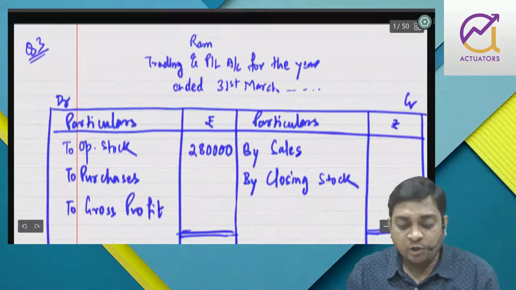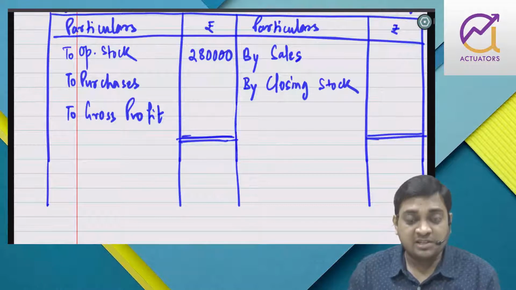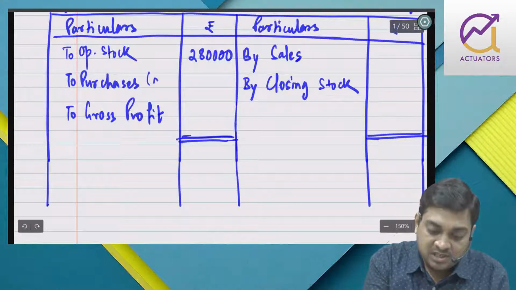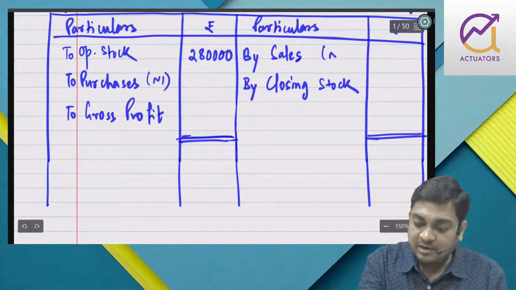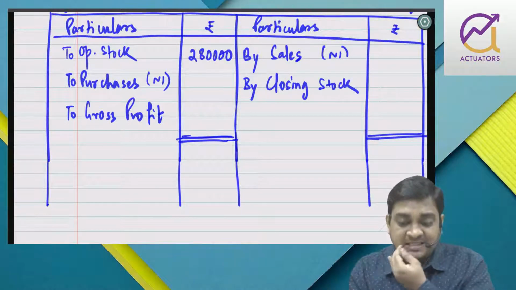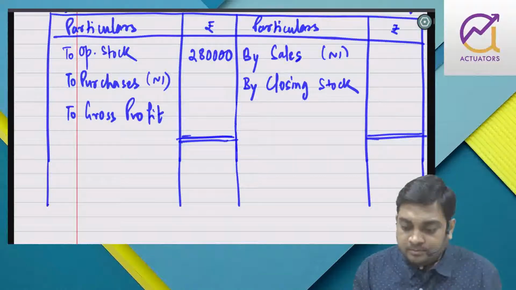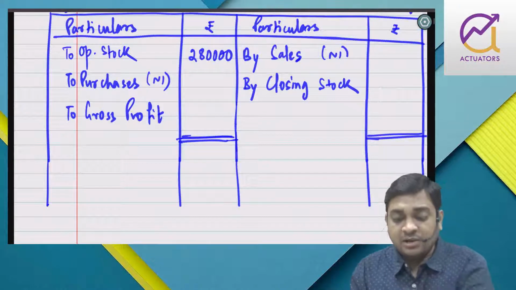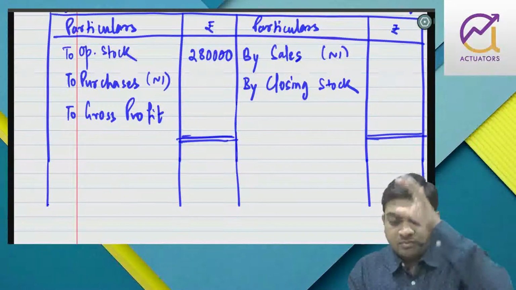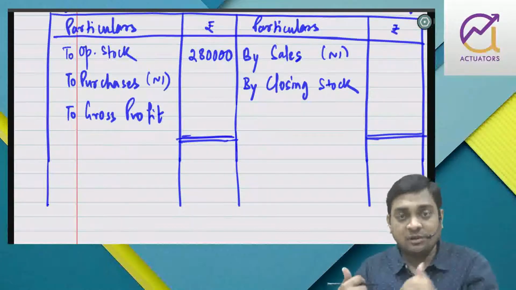So I tried to prepare what the problem has asked, but I got stuck. I don't know the purchase, I don't know the sale. So this will be note number 1, and this will be note number 1. Purchase I will get by preparing creditors account, and sale I will get by preparing debtors account. And once I know these things, and I know the gross profit, I'll get closing stock as a balancing figure. So then I will think for PL.